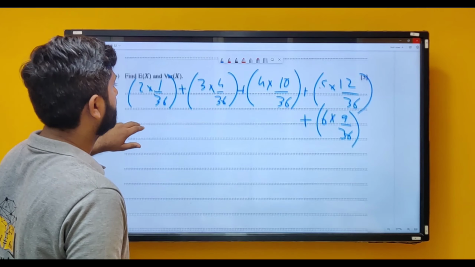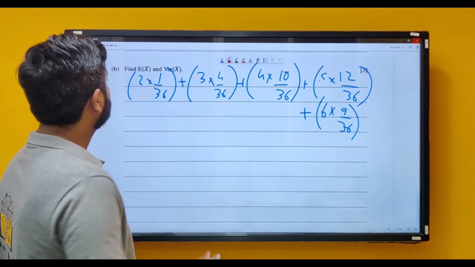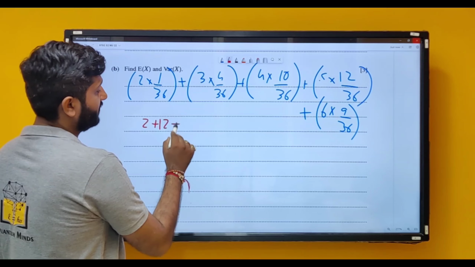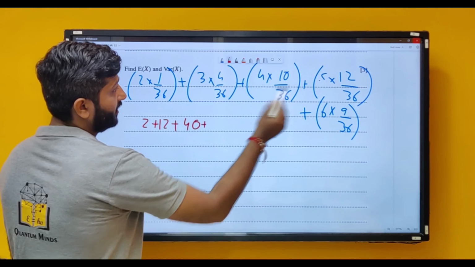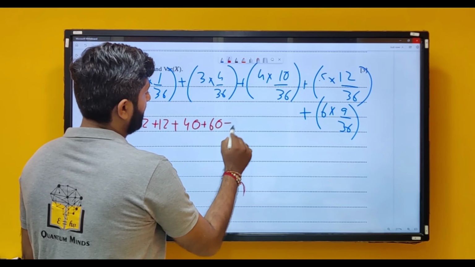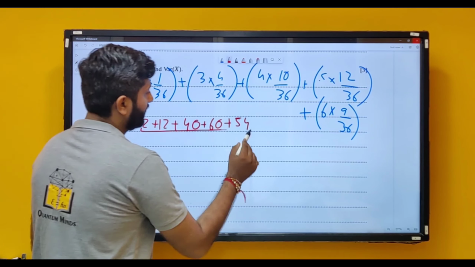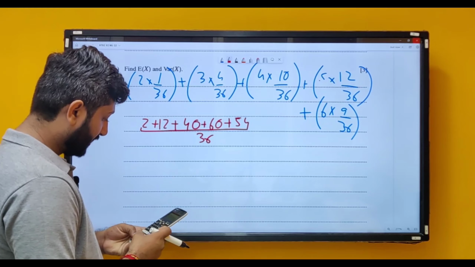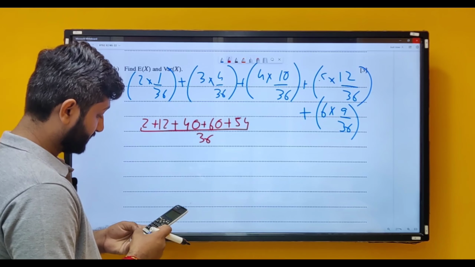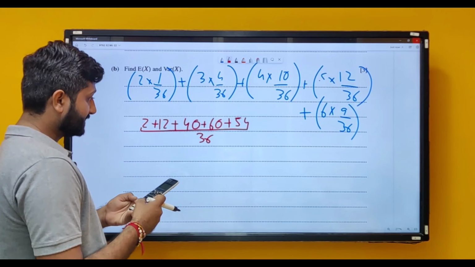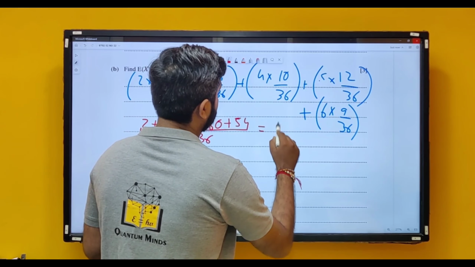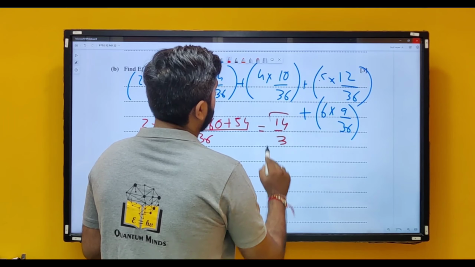Yes, I have taken the correct values. So if you add all of this, 2 plus 4 3s are 12, plus 40, 12 5s are 60, and 9 6s are 54, upon 36. So let me add 2 plus 12 plus 40 plus 60 plus 54, which is 168 divided by 36, which is 14 by 3. So the mean is 14 by 3.